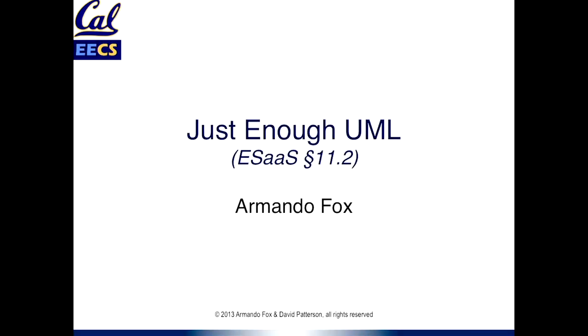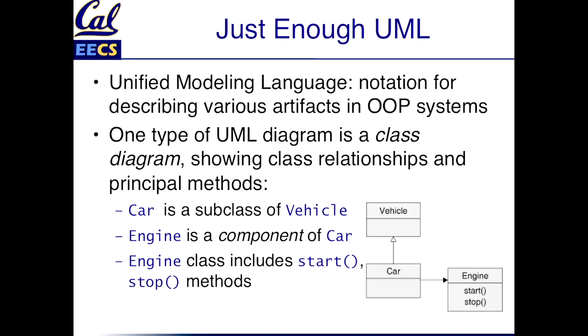UML, the Unified Modeling Language, which is really more about drawing pictures than it is about a language. But we wanted to introduce just enough of it that, first of all, we can use it for examples. And second, you can probably use it in some of your informal design documents when you're thinking about how to delegate responsibilities to different classes in your app. So it's a notation for describing various kinds of things in object-oriented systems.